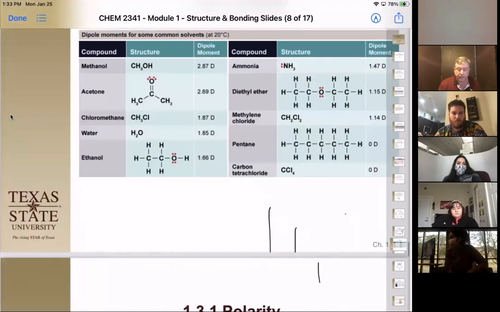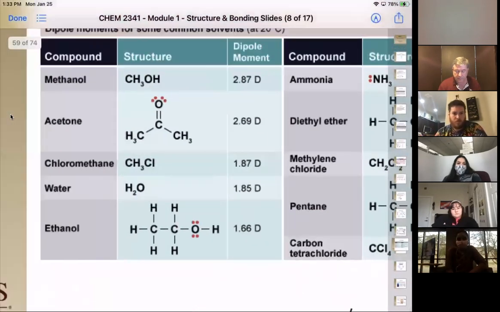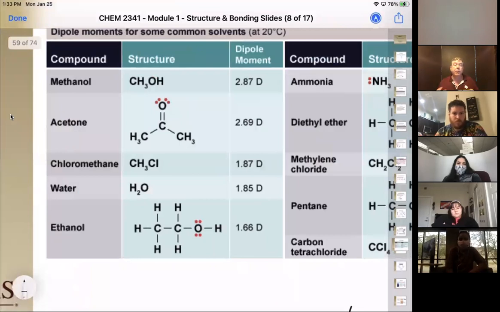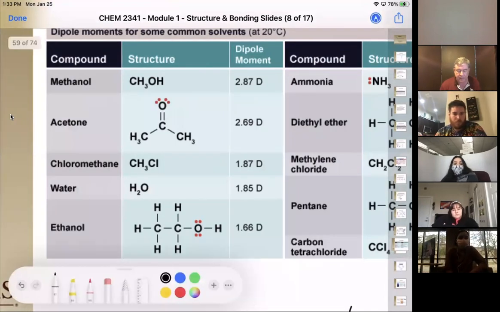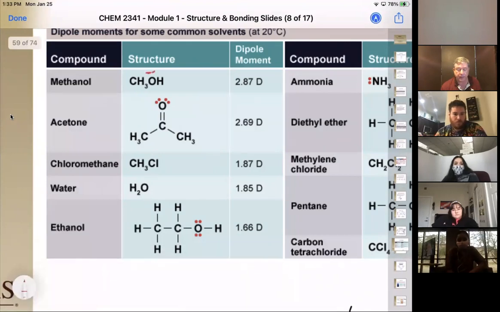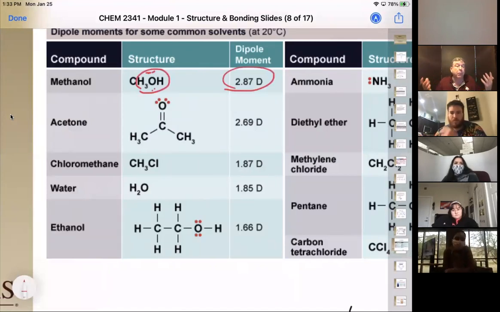And just by looking at a few structures here, we can see that the dipole moment can correlate to the electronic structure based on the shape of the molecule. So for example, if we drew in our lone pairs right here, we would see that this is a bent molecule and we have a dipole moment of 2.8, okay? Relative, that's one of the more polar things we have on this table.